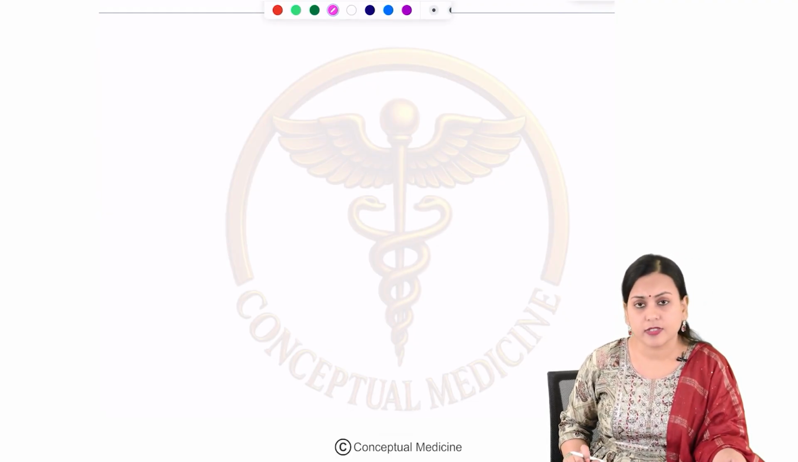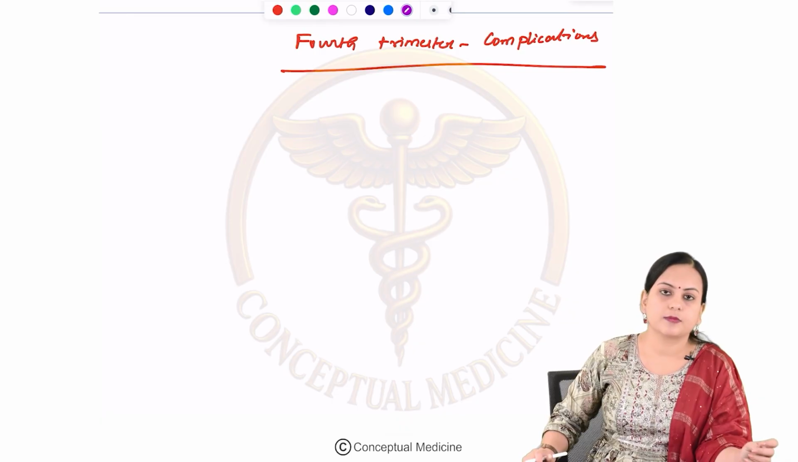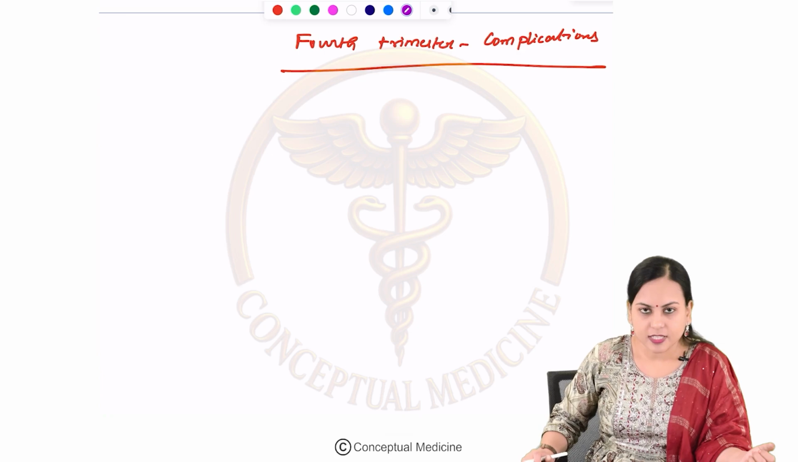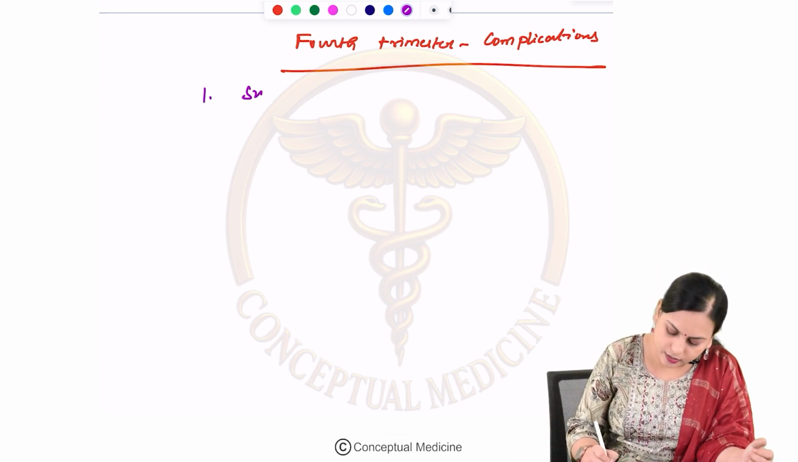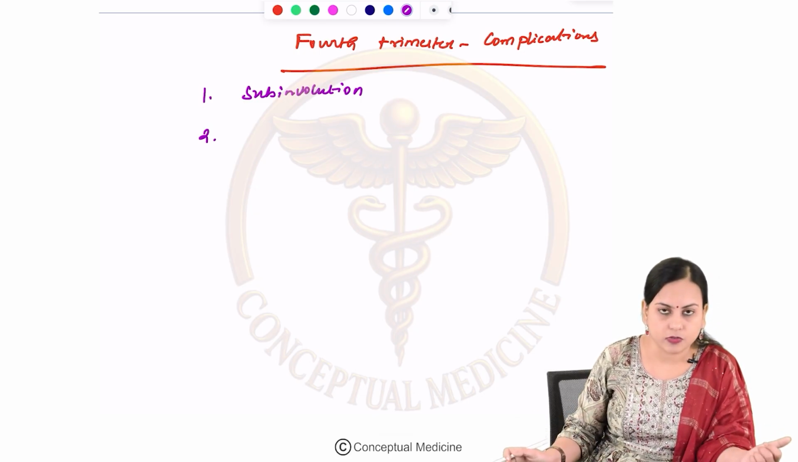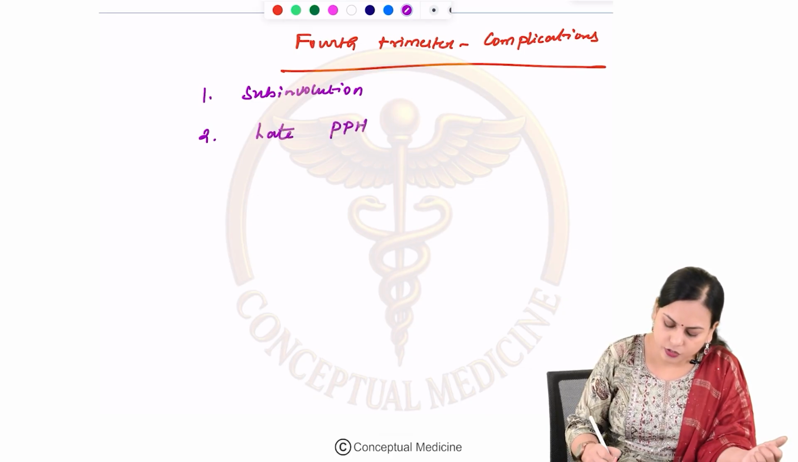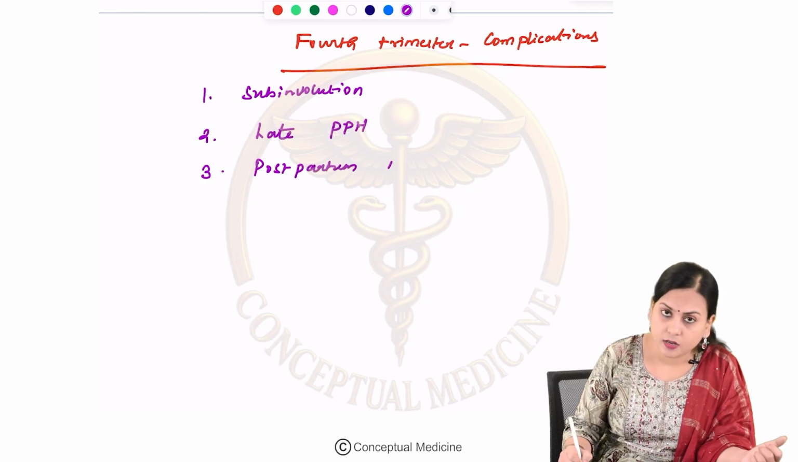In this video, we are going to discuss the 4th trimester complications. There are so many complications that can arise in the postpartum period. First let me list them out, then we'll discuss one by one. There can be subinvolution of the uterus, that is, the uterus will not be returning back to its original size. Then there can be late PPH or secondary PPH. There can be chances of postpartum metritis.